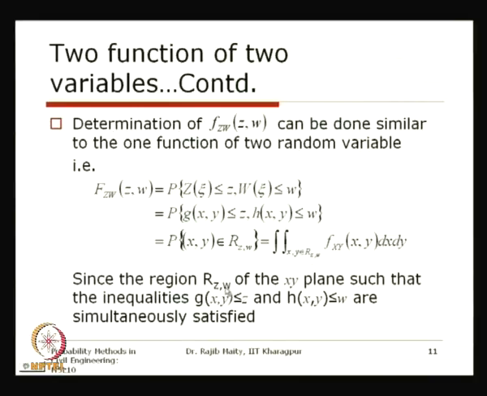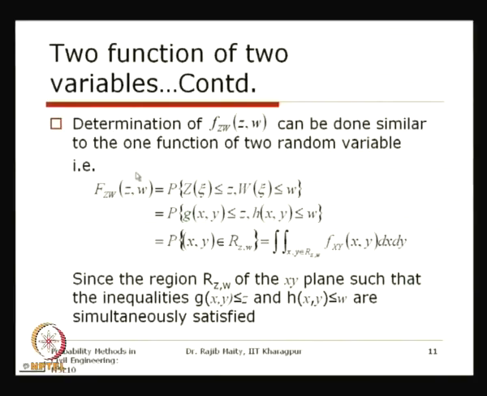The region R_zw of the xy plane is such that the inequalities g(x,y) less than or equal to z and h(x,y) less than or equal to w, that means these two events are simultaneously satisfied. This word simultaneously is important here, as I was telling, that both these events should be satisfied simultaneously. That is what the joint occurrence means, and then only we will get the joint distribution.